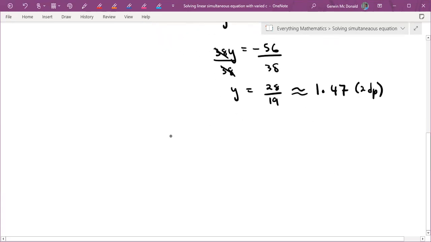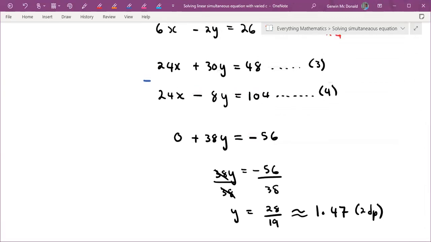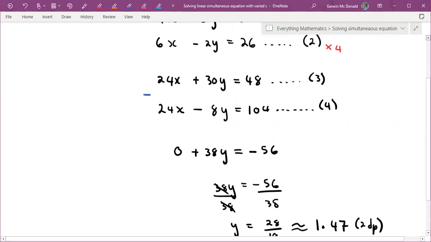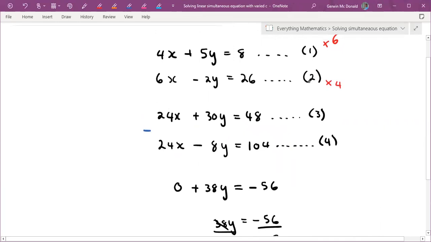Right, so that's what we get for y, and again, we just follow the rules. So sub y is equal to 28 over 19 into whichever equation I'm going to choose. We have 4 equations at the top, so we have options. We have equation 1, equation 2, equation 3, equation 4. The one that looks the smallest to me is equation 2. So I'm going to use equation 2.